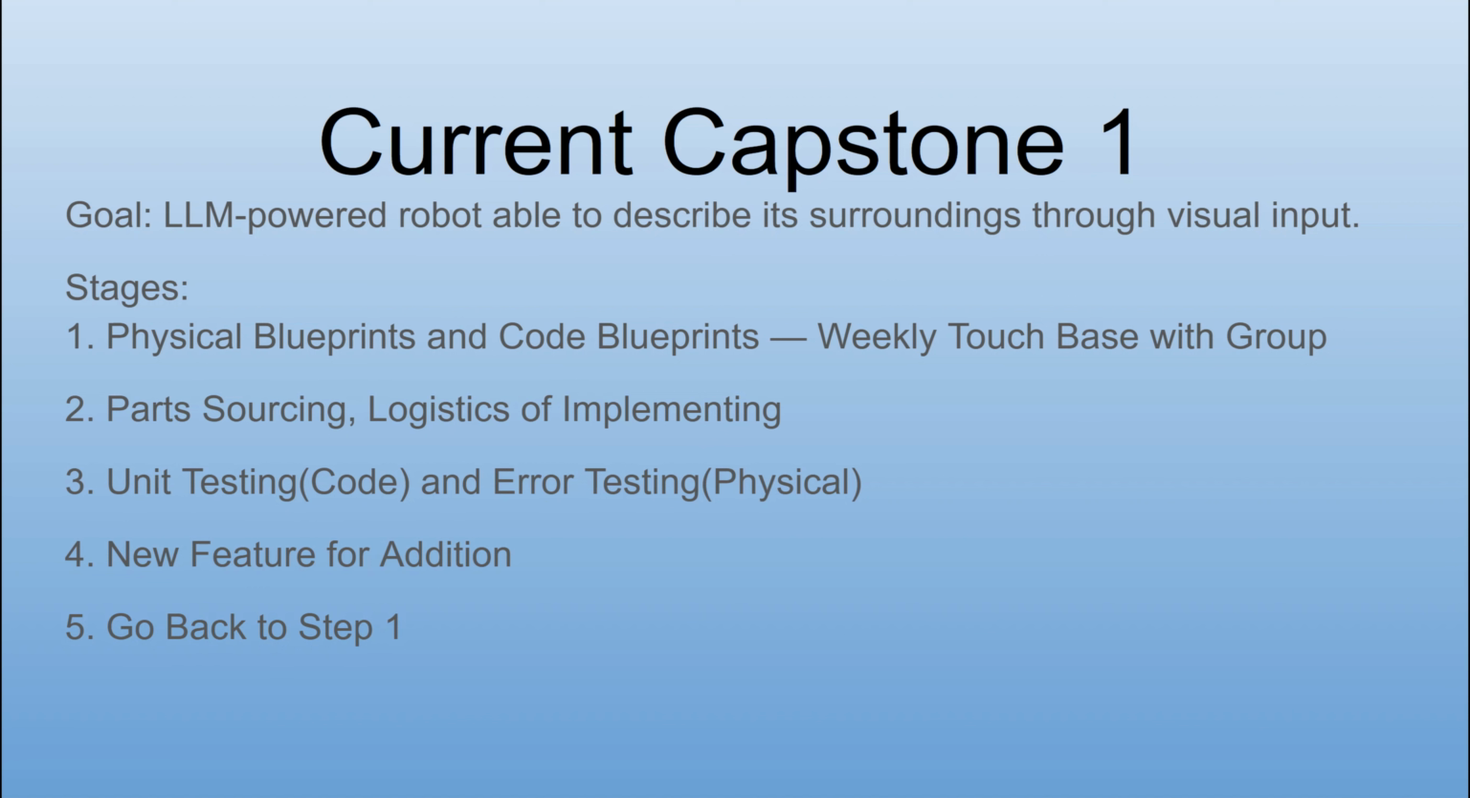So here's the idea. We want to have an LLM-powered robot which can describe its surroundings through visual input. LLM stands for large language models. Of course there are stages to this, right? We want to have physical blueprints and code blueprints. Like, what are we going to base this on? How is it going to be structured? Right now, I'm thinking, because we won't be able to compute whatever we have on the chip or whatever's running it, we'll probably have something like a Raspberry Pi, and we'll hook it up to some external computing resource.